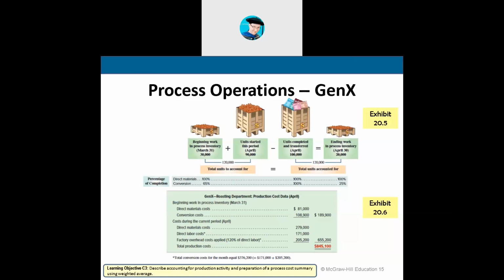I also already had inventory in that second department, 90,000 units. So 90,000 units I started the month of April with, plus the 30,000 units I ended March with, gives me 120,000 units I could have finished in the month of April.